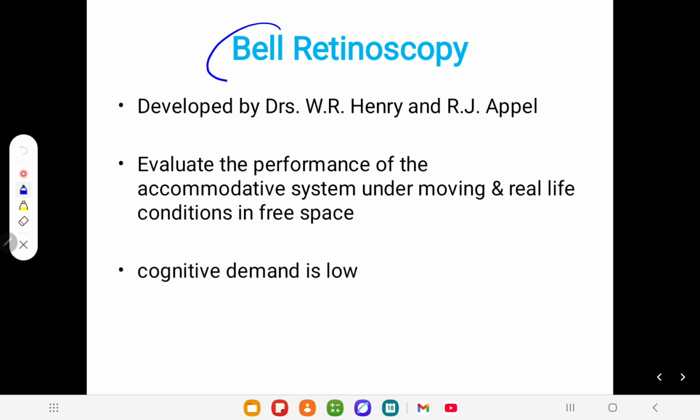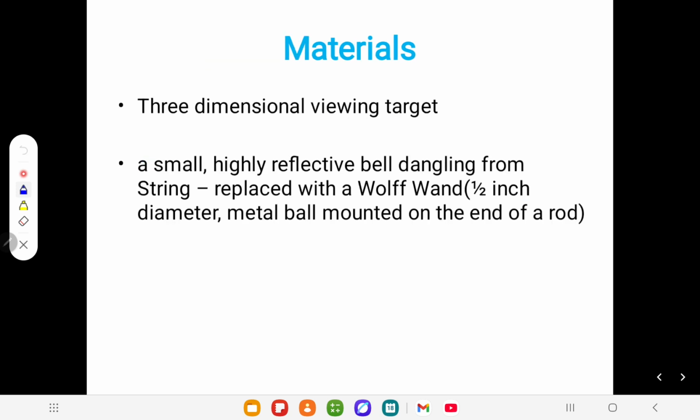Okay, so Bell retinoscopy. This is another fascinating retinoscope developed by Dr. W. R. Henry and R. J. Apple. It evaluates the performance of the accommodative system under moving, real-life conditions in free space, because it's the bell that's moving. Its cognitive demand is low. The target is a three-dimensional beam target, that is a bell, a small, highly reflective bell, on a dangling string.